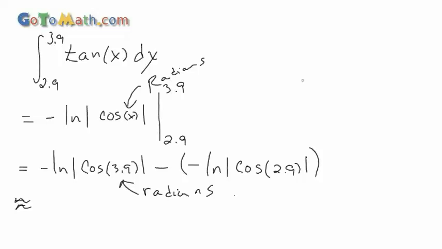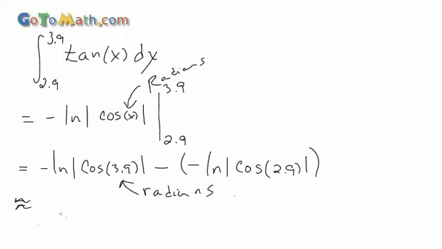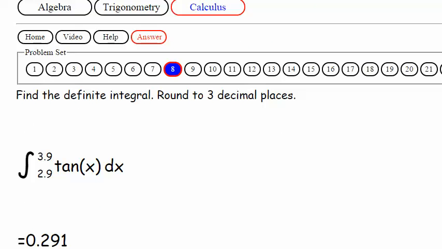Alright, so let's go ahead and get that answer. Round to 3 decimal places. So I'm getting 0.2908, but I think we're supposed to be approximating. There's some other stuff out here. 0.291. We'll go with that. Alright, that's what we're going to go with. Already clicked the answer button there.